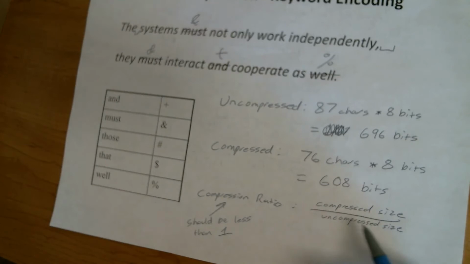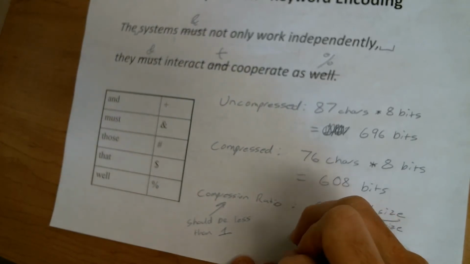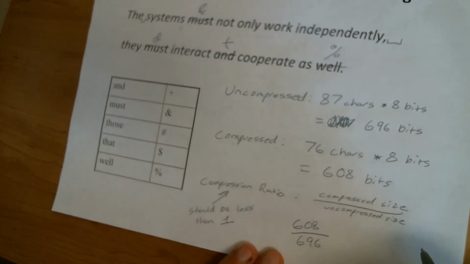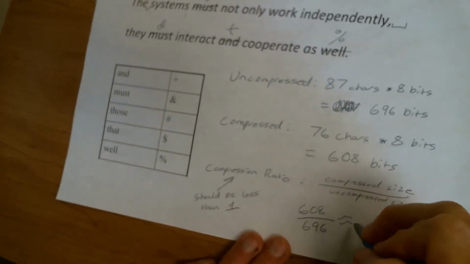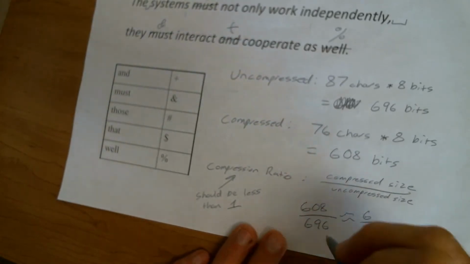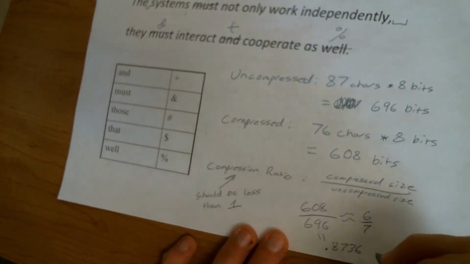If it's 1, that means your compressed size and your uncompressed size are the same, so you didn't actually compress it at all. But in this little example here, it would be 608 over 696, which is roughly about 6/7. So it's about 6/7 of the size, or if we're going to be more exact, 0.8736. So you could think of that as like 87.36% of the original size.